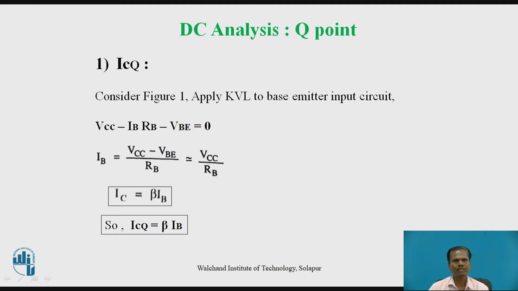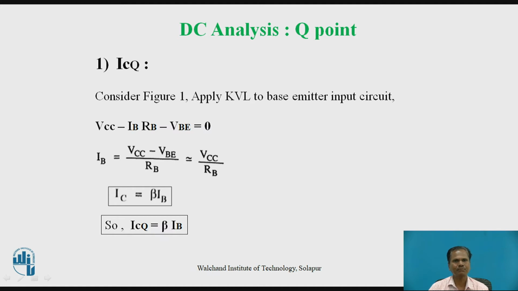Now, let us go for the DC analysis of this common emitter transistor amplifier using fixed biasing circuit. Using DC analysis, let us obtain the values for a quiescent point or Q point like VCEQ and ICQ, collector to emitter voltage at Q point and collector current at Q point under DC working condition. So, let us first go for the collector current ICQ at a Q point.